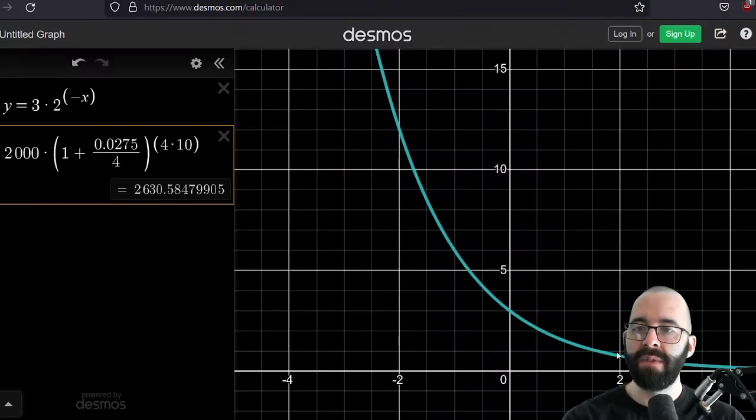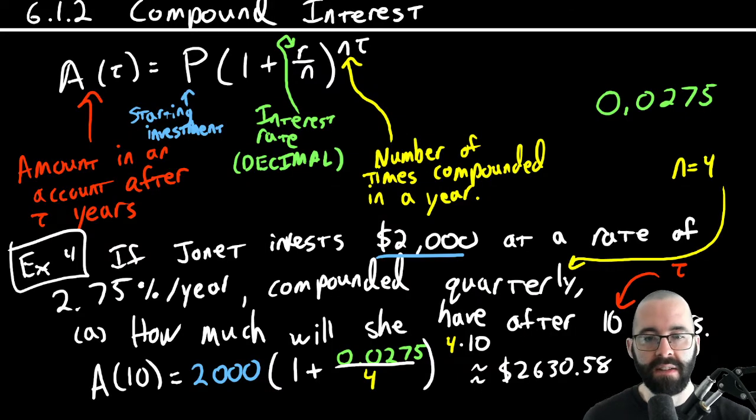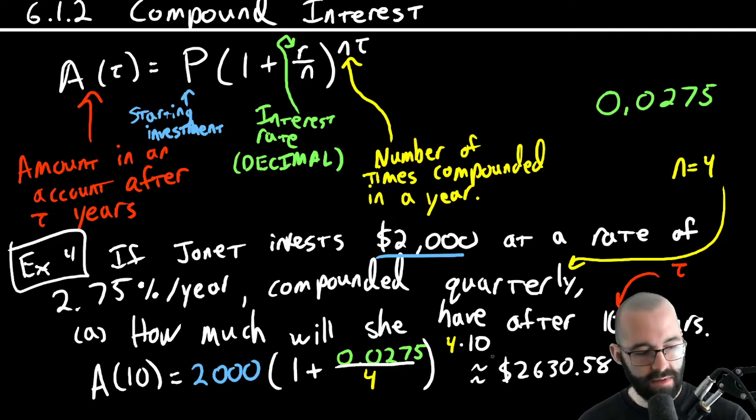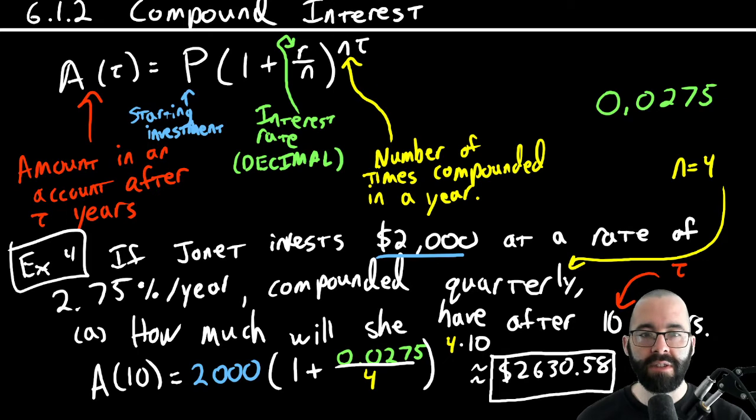$26,330.58. That's what I said, right? $26,330.58. Round to the nearest cent when we're talking about dollars and cents. So there we go. That's how much she'll have in this account after 10 years of this interest rate.